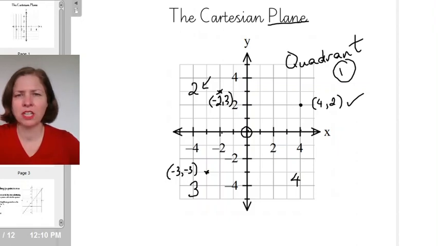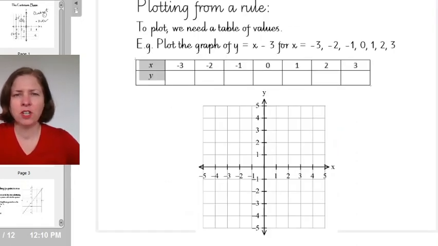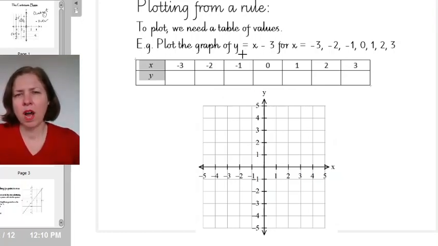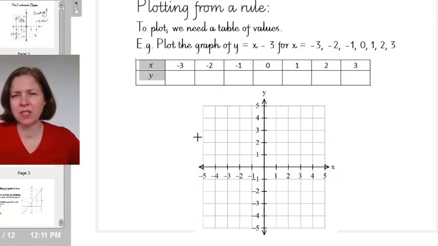So let's go to the next page. Our first skill is plotting points, and I'm doing this for a very easy example, y = x - 3. You would more likely have a coefficient in front of the x, but let's just get started with this. I've got my axes set out here, ready for me to sketch, and in order to plot I need a table of values. You might be given the table of values, but if you're given the rule, first you have to fill in the table of values, and we typically go from x is -3 to 3.